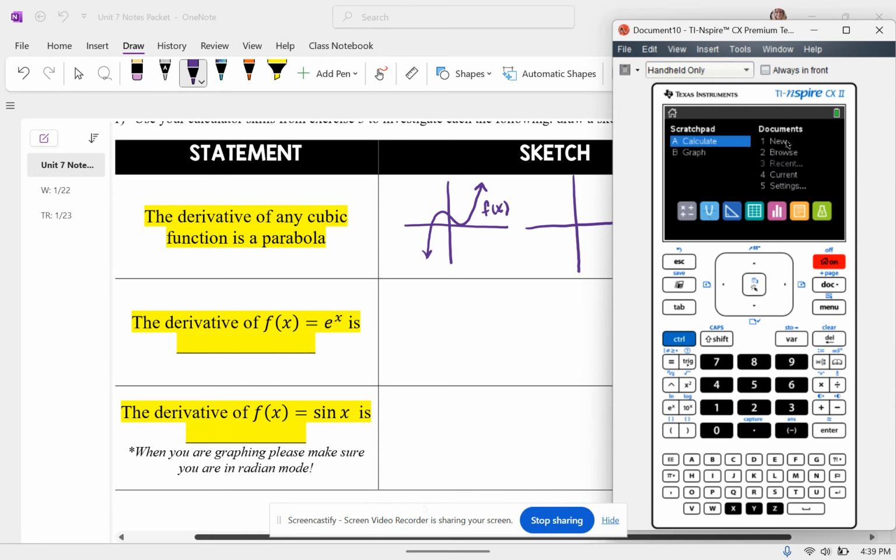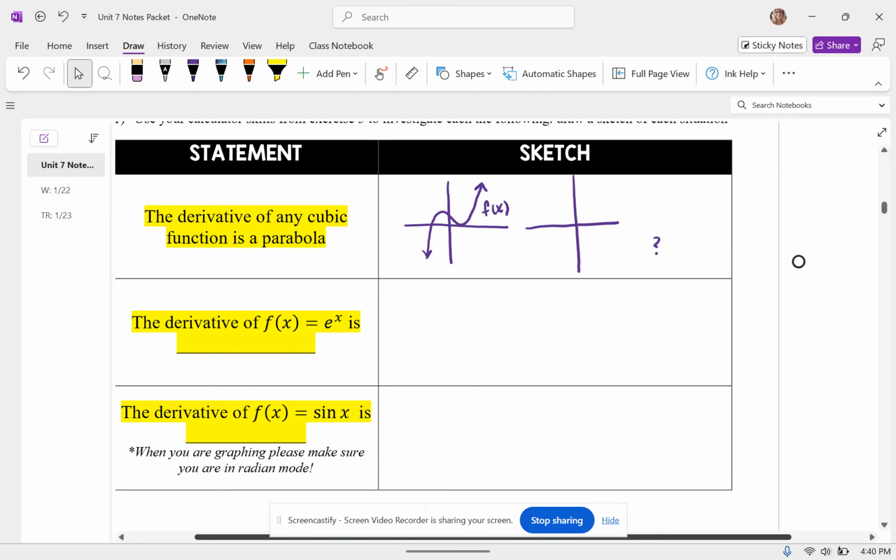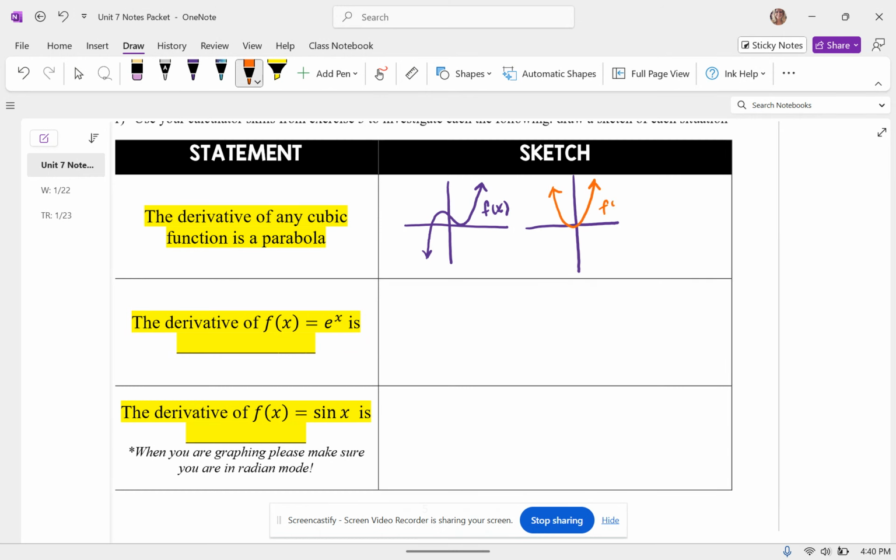Well, let's graph the original. I need an x to the third. And then let's graph its derivative. It is a parabola. All right, let's change this just to make sure that it holds true for all. And then look, its derivative changed as well, but it stayed a parabola. So I think that we can confirm that this is in fact true.